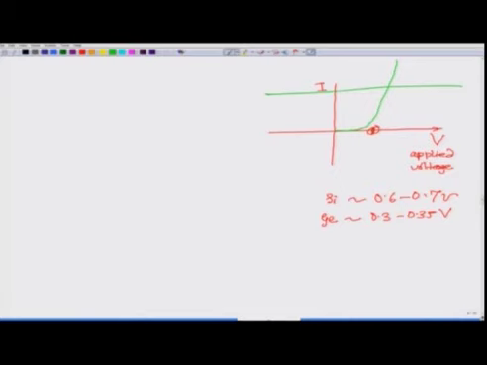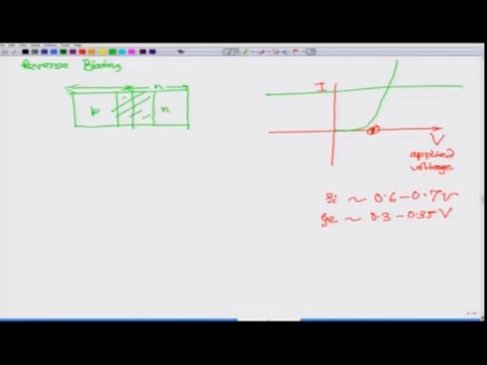And what about reverse biasing? You may have already guessed, if you know forward biasing, the opposite of that is reverse biasing. This is P side, this is N side. Remember, your P side extends up to the junction and N side also extends up to the junction, and this whole thing is the depletion region.